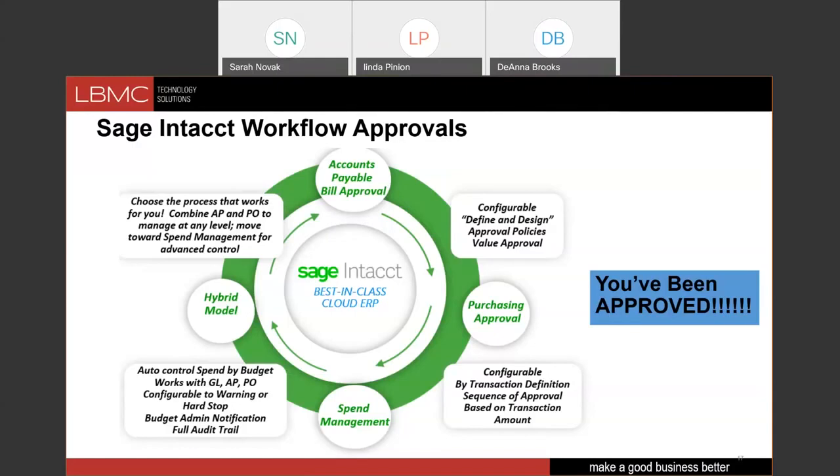So spend management works with general ledger, AP, and purchasing. And again, remember, it can be a warning or it can be a hard stop. There's a full audit trail that is captured as you're making these transactions. Now, the reality is the fourth bullet here, and that is that most people are using a hybrid. They're using some things for AP, some things for purchasing. They're encapsulating that across spend management, and they're using the system in a very smart way. So think about this hybrid model. It may be something that you are not aware of that you could access and use today.